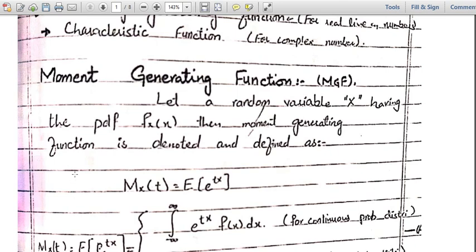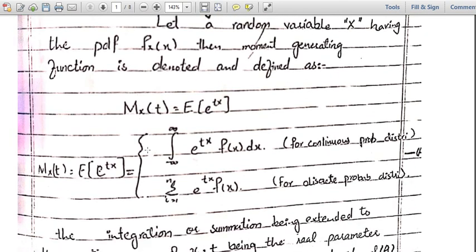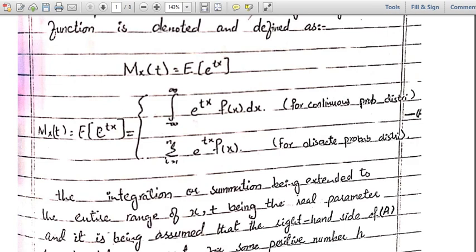And what is the benefit of the moment generating function? We can generate the moments from this function. We can find the mean, we can find the variance, we can find the skewness, the shape of the distribution, and we can find the kurtosis. The moment generating function helps to find the shape of the distribution. There are two types, continuous distribution and discrete distribution.